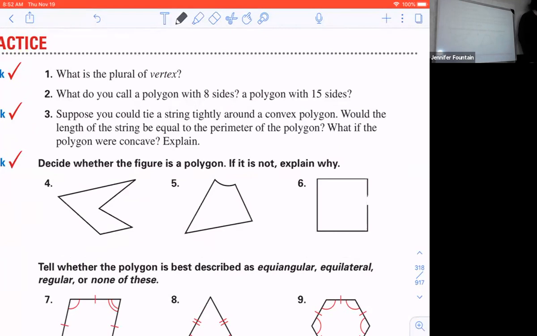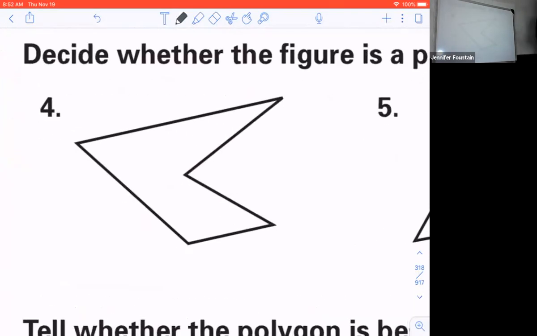Suppose you could tie a string around a convex polygon. Would the length of the string be equal to the perimeter of the polygon? What if the polygon were concave? And explain. So suppose you could tie a string around a convex polygon. So basically, when we talk about around, we're talking about going around the outside of it. If you put it around the outside of it and traced it along all the way, then would the length of that string be equal to the perimeter? No. Think about, okay, let's look at number 4.